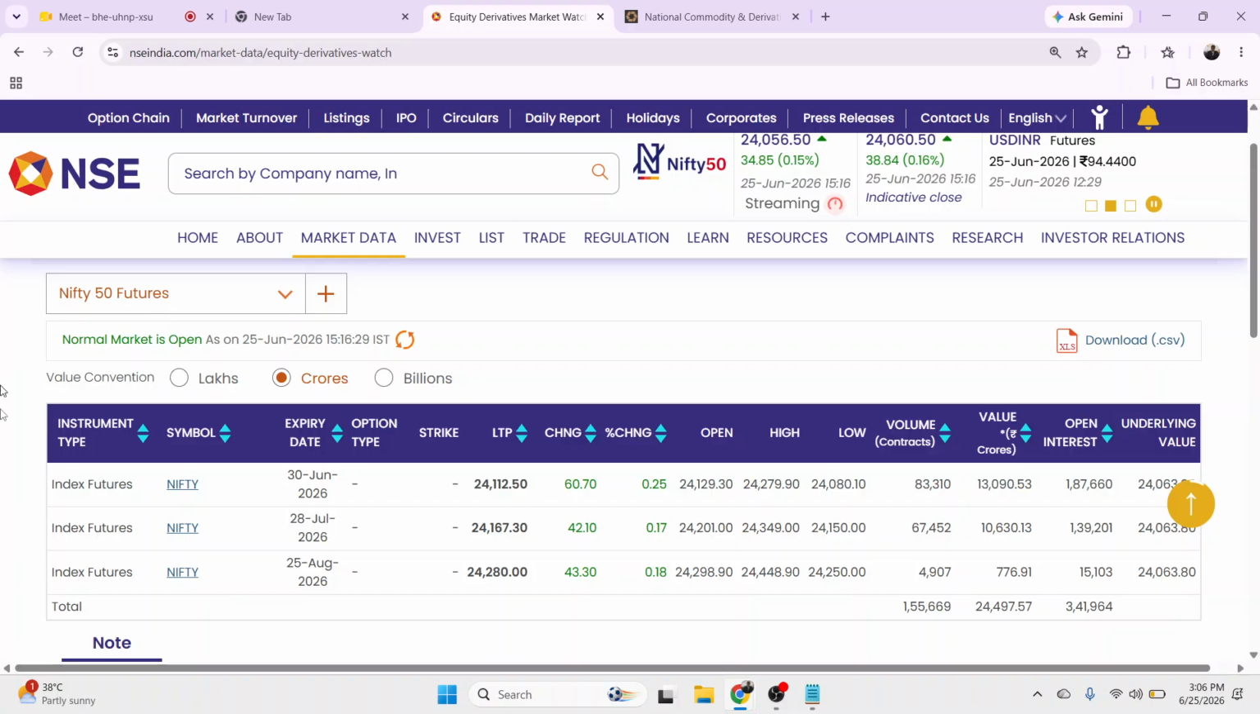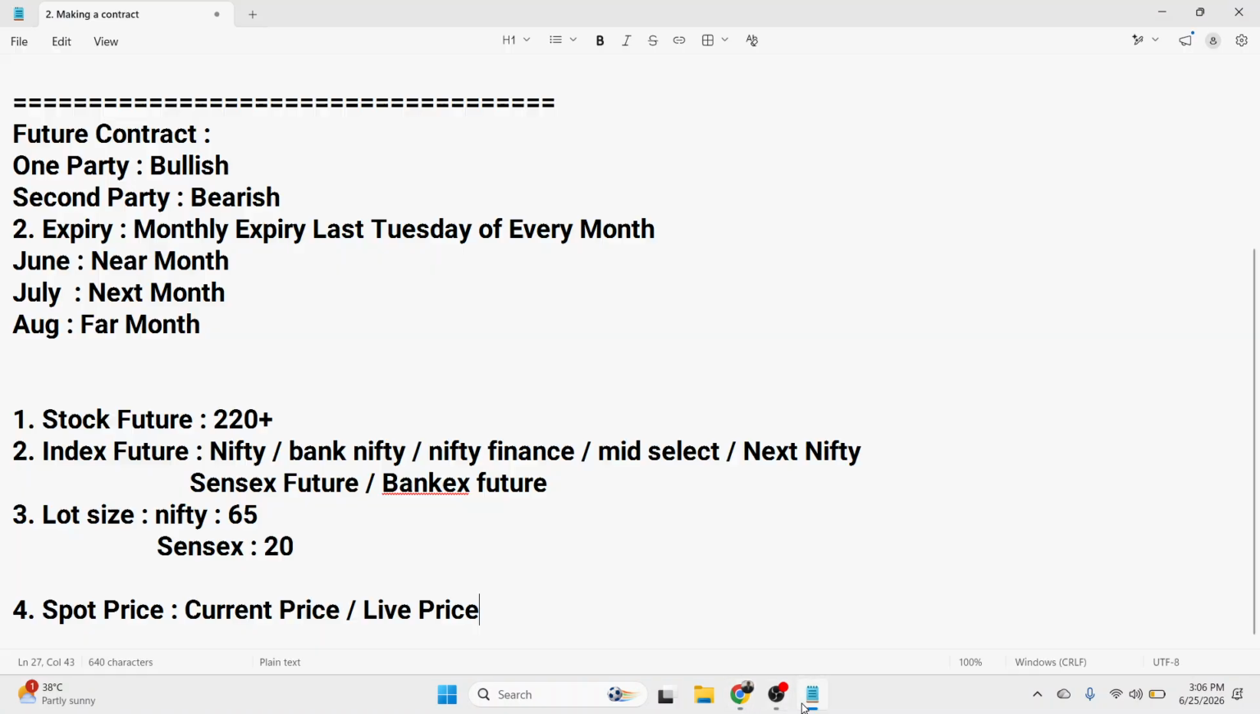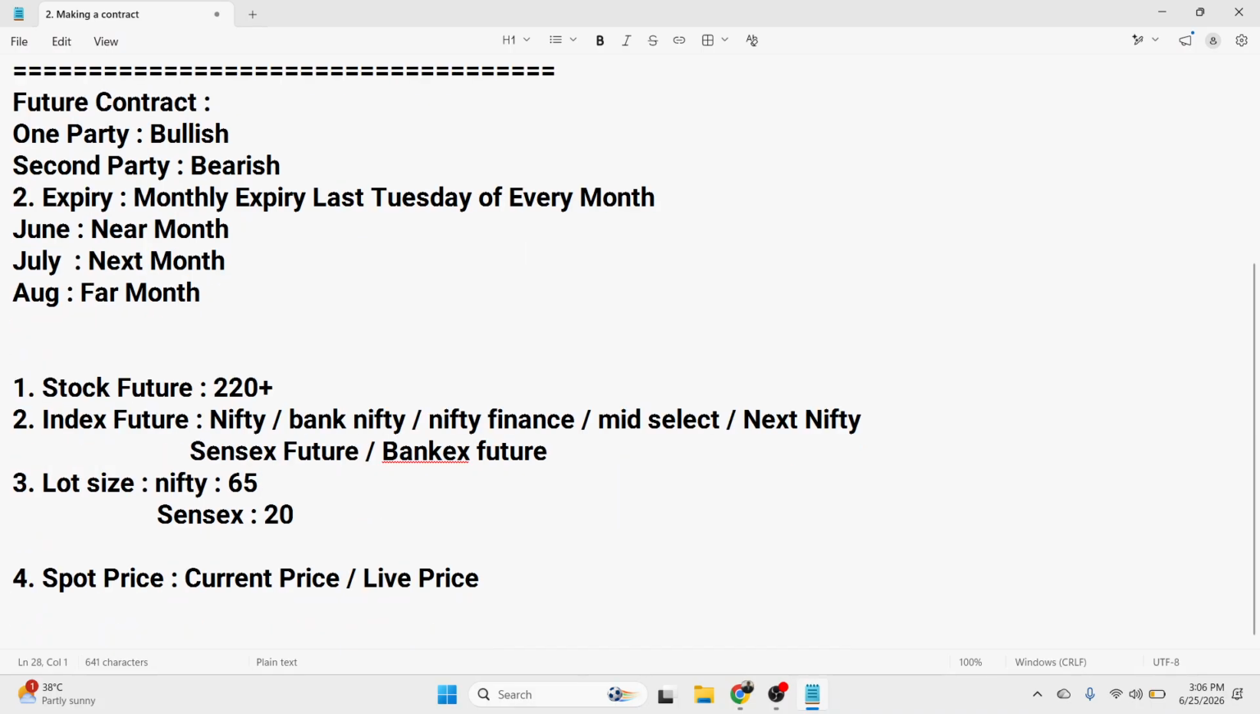Now we can see the future price. This is the price of the future. The future price is different. So the spot price is one, and the second one is the future price.